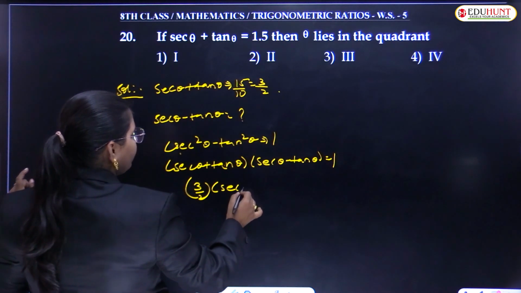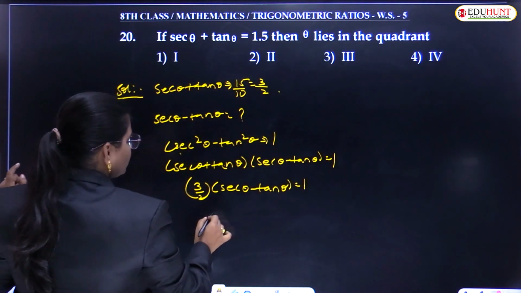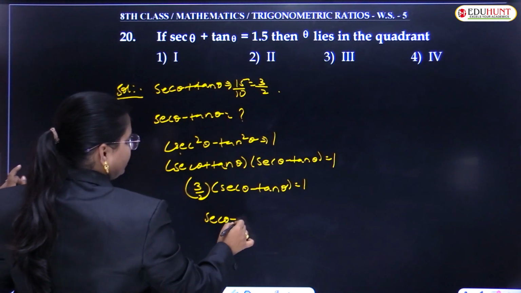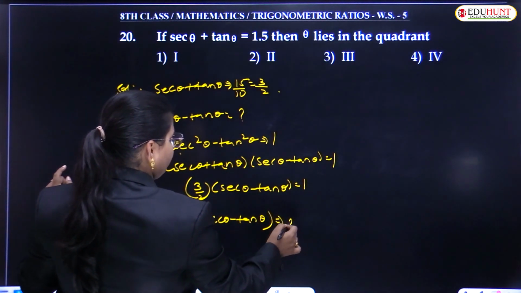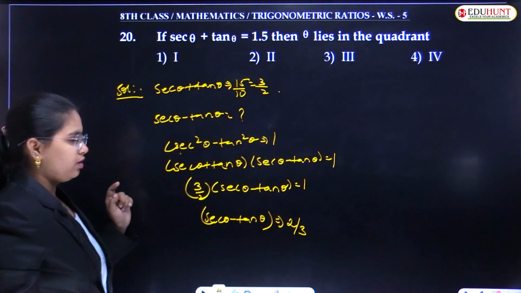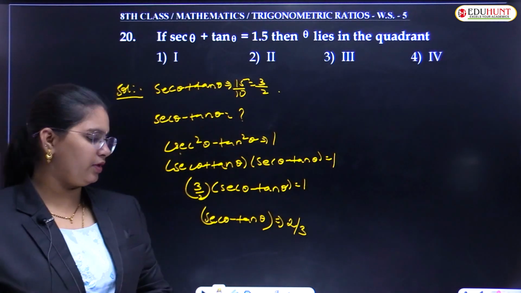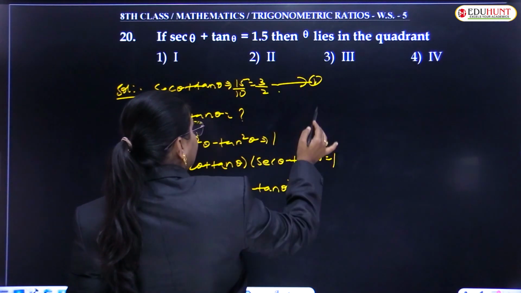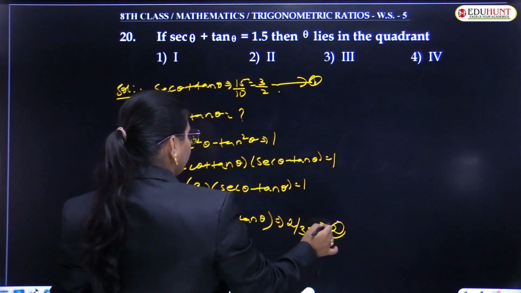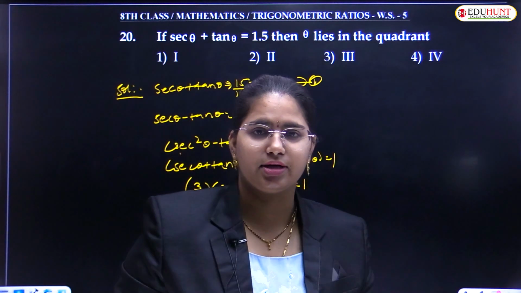I need to find the value of secant theta minus tan theta, which is equal to 1. So from this, the value will become the reciprocal of 3 by 2, which is 2 by 3. Am I clear with this? 3 by 2 is 2 by 3. So let this be equation number 1, and let this be equation number 2. We have secant theta plus tan theta and secant theta minus tan theta.